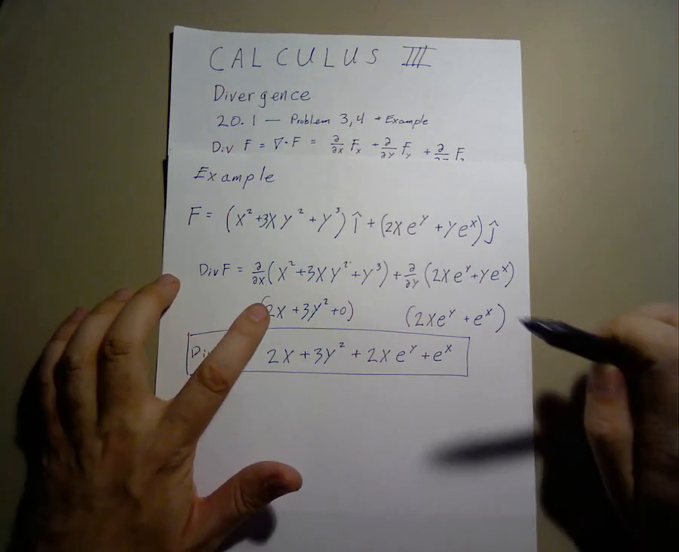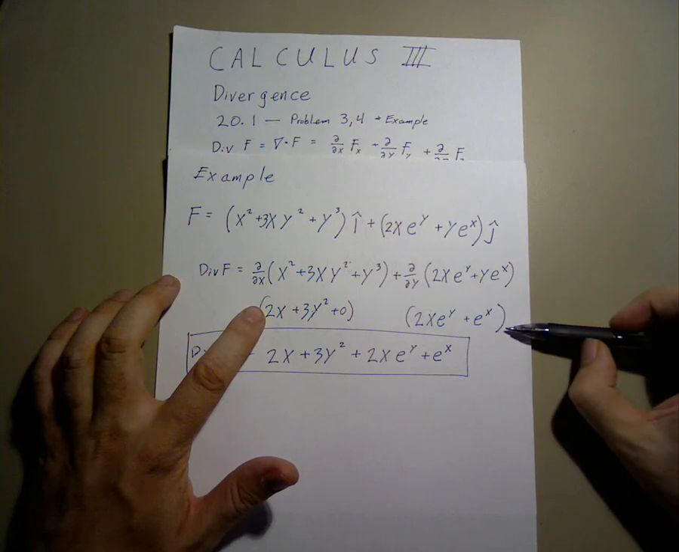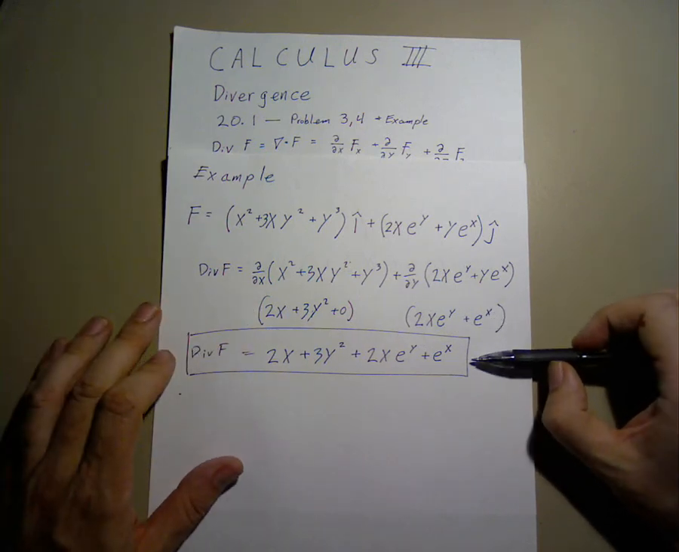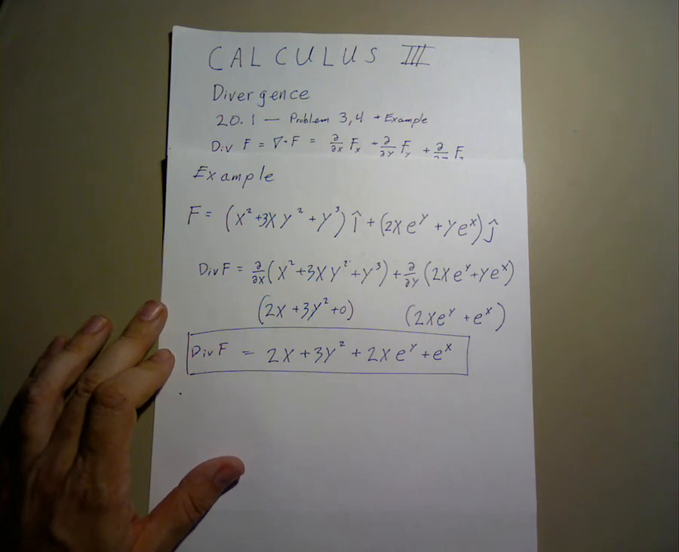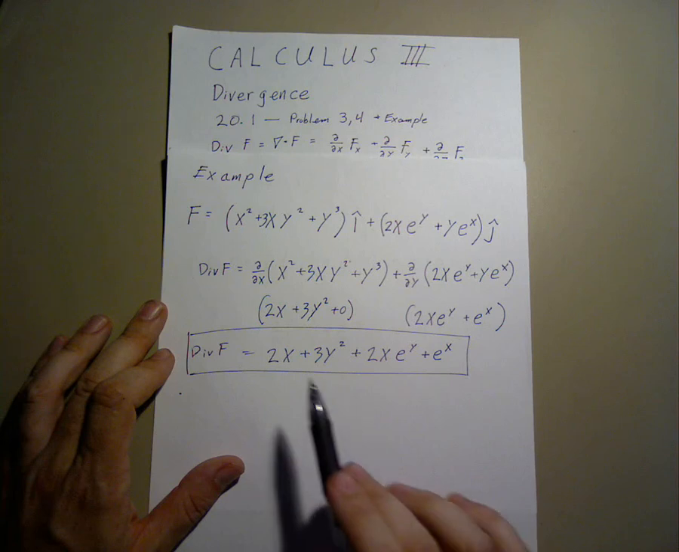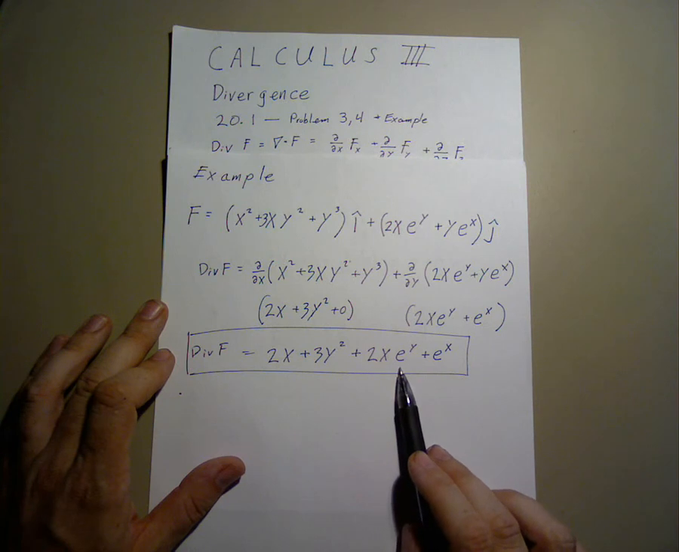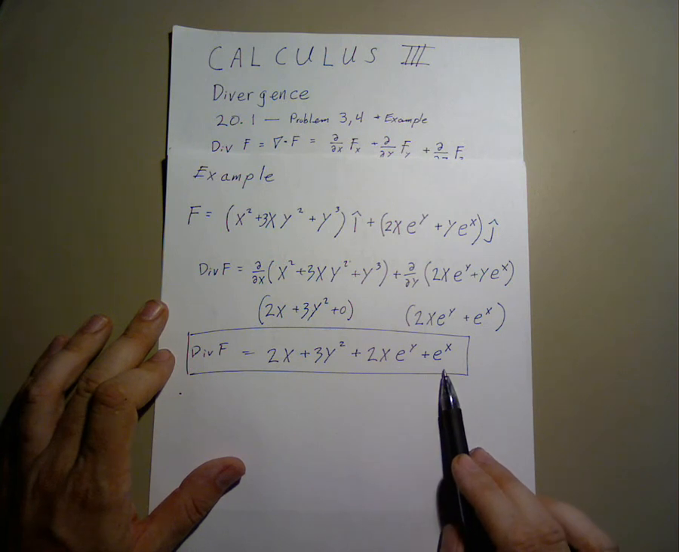Now, notice, I have no vector components written here. The divergence gives us a scalar function, a scalar valued function. So our final answer becomes 2x plus 3y squared plus 2x e to the y plus e to the x.